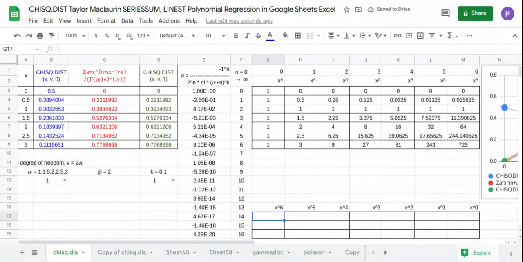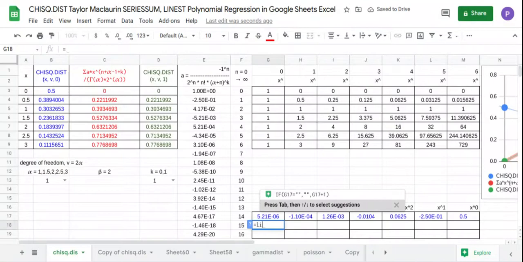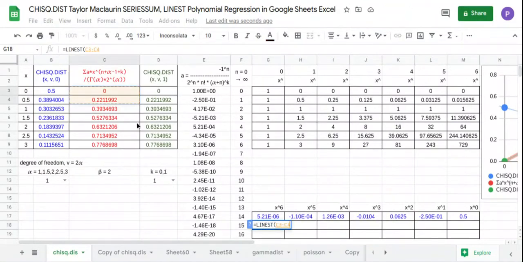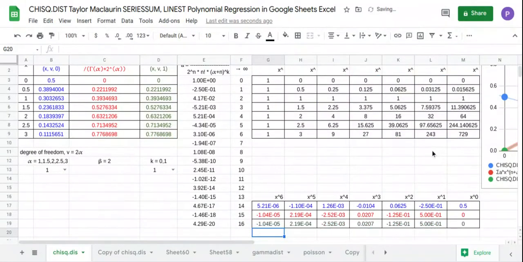Now we calculate LINEST, the polynomial regression coefficient. LINEST, data y, and data x. Now for the expansion, LINEST, data y, and data x. And finally, the cumulative distribution function, which is LINEST, data y, and data x. And let's compare our coefficients.